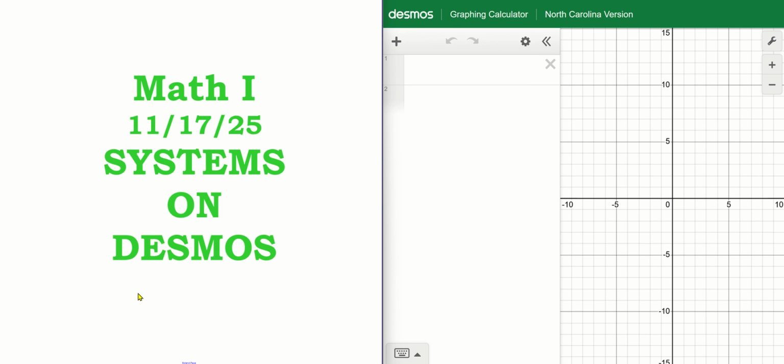All right, so we're going to work with getting our systems of equations on Desmos, or how to do that. Obviously, it's going to make things easier. However, there are still a few things you have to be careful with, or make sure you are doing correctly. Just because you have a tool like Desmos doesn't mean it's going to spit out correct things at you without you doing anything.